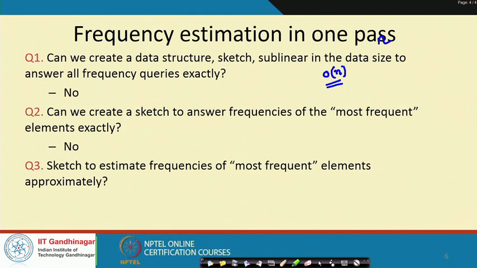Okay, let us come to the third question, which is a relaxed version of the first two. Can I try to approximate the frequencies of the most frequent elements? If I cannot answer them exactly, can I try to give the answers approximately? And I am not even making precise what approximation really means. We will come to this, and it turns out that yes, for certain definitions of this approximation, it is possible to do this, and even that turns out to be a non-trivial question to study, and that is what we will study in this lecture and the next one.